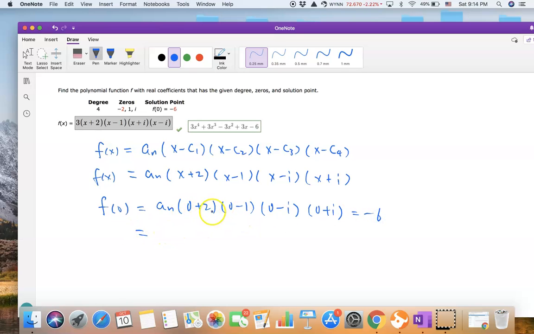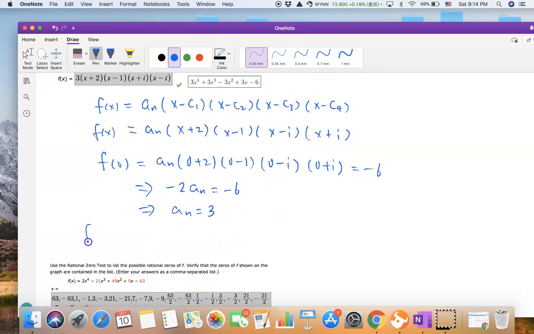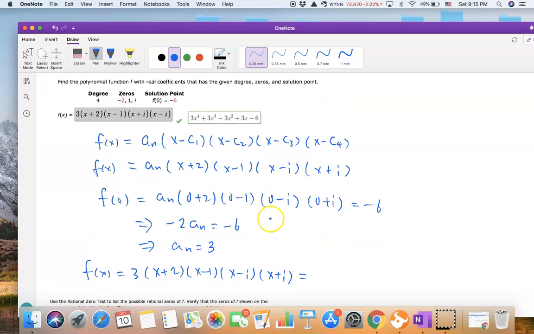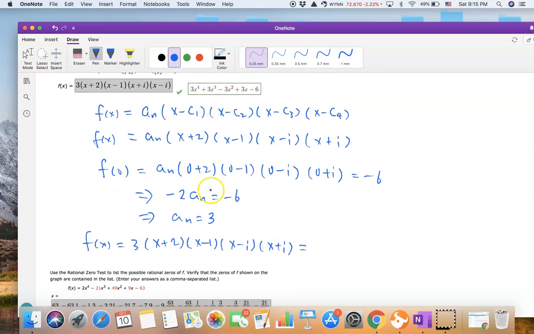So I have 2 times -1, that's -2, and -i times +i, that is +1. So I have -2 times an equals -6. So an equals +3. Therefore, my answer is 3 times x plus 2 times x minus 1 times x minus i times x plus i. And if we multiply this out, we will get the same answer like this.